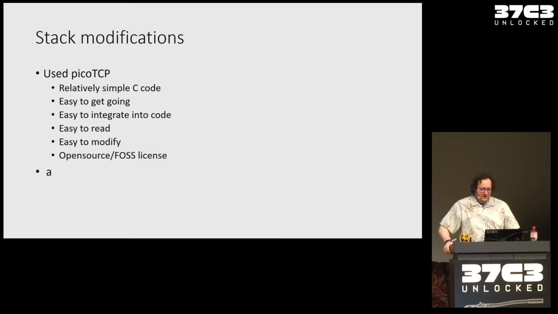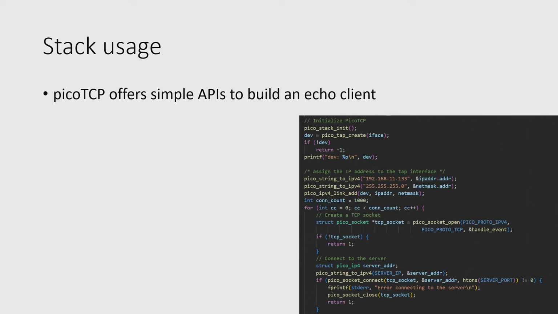Sweet. So yeah, I should have put more in this slide. But essentially, I don't know if you can read the code from how far, but one of the cool things about Pico TCP is that it comes with very simple, very easy APIs. And so I built a simple Echo client using the APIs. Essentially, you say, I want the stack to have this IP, I want to create a socket and then connect to somebody else on that socket. The APIs are really, really simple.